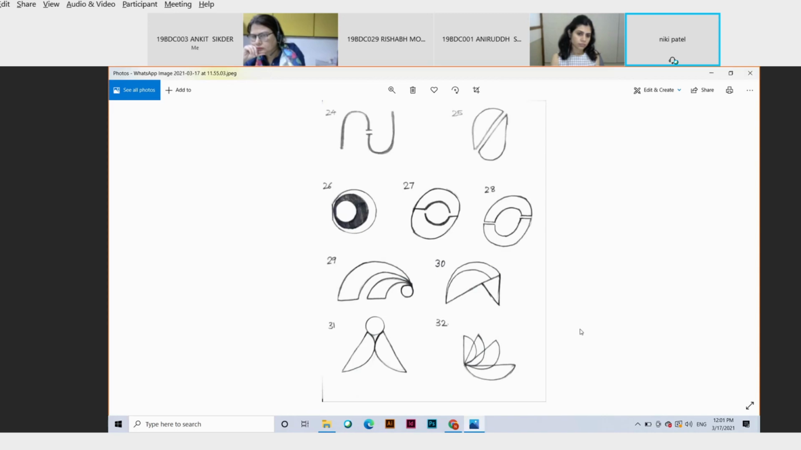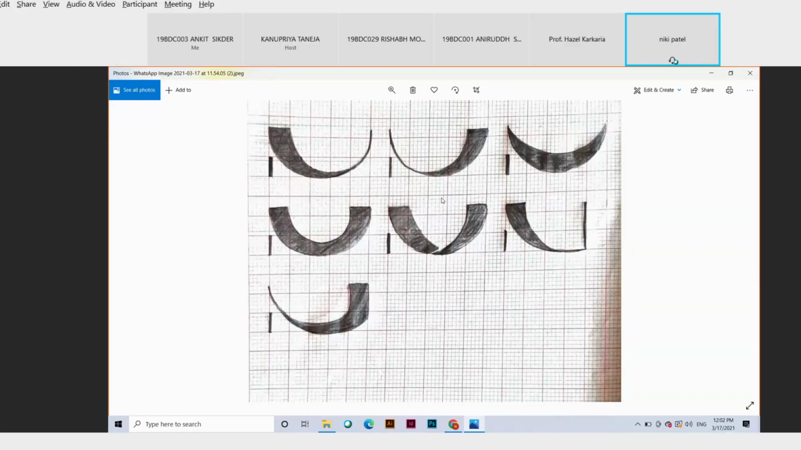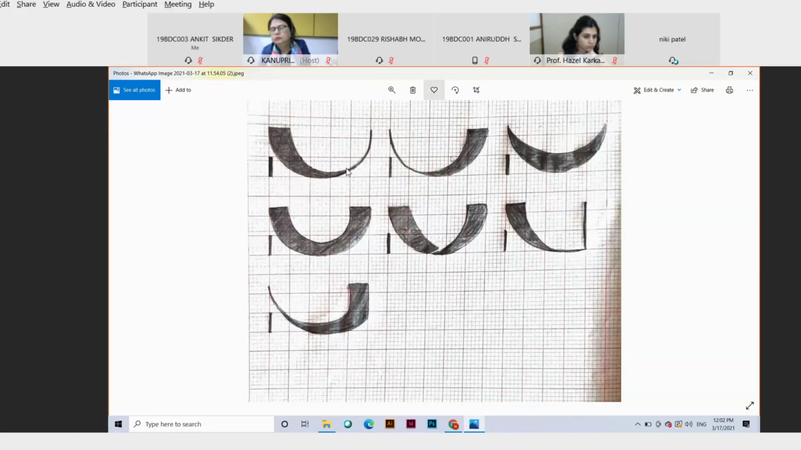So yeah, these were the new ones, and I've explored this one, which you suggested before. The first one is the original form. Then these are the explorations. Yes, ma'am. That's it.